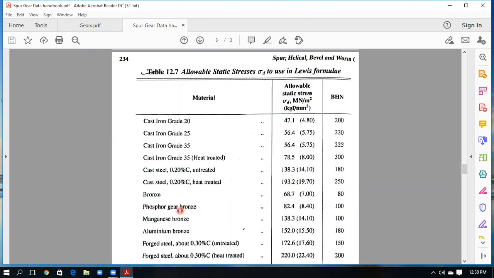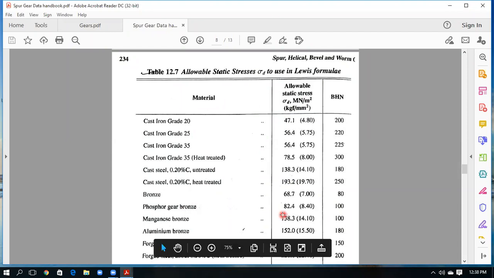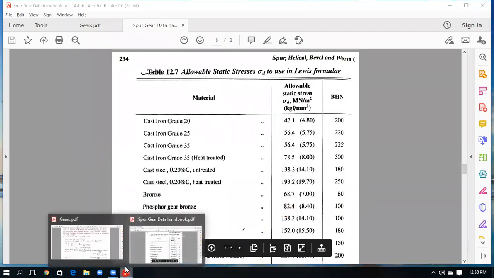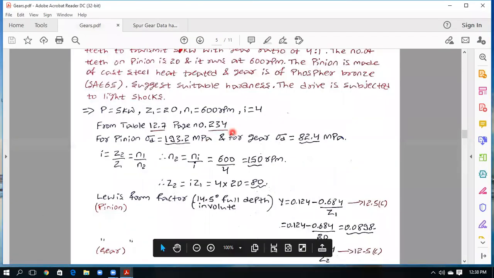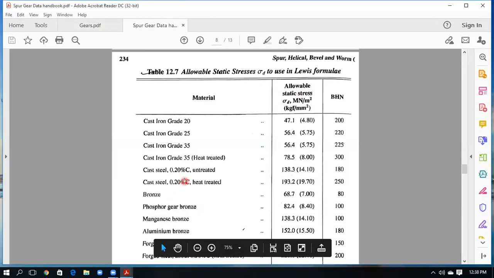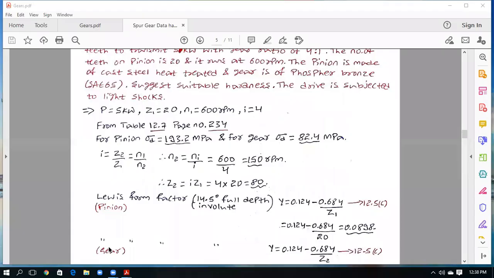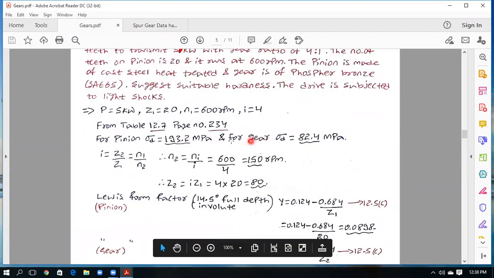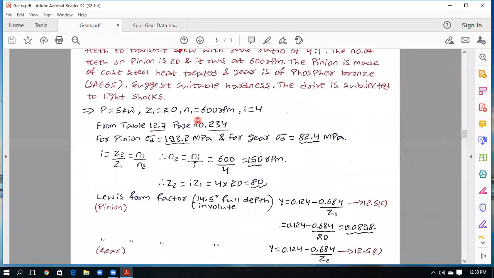Similarly, for the gear, he has given phosphor bronze. Here the value is 82.4 megapascal. From this table, I am going to note down the allowable static stresses for the pinion as well as for the gear. After noting this down, in the problem he has not given the number of teeth on the gear as well as the RPM of the gear. You need to find that out.